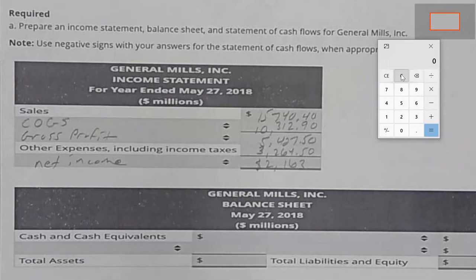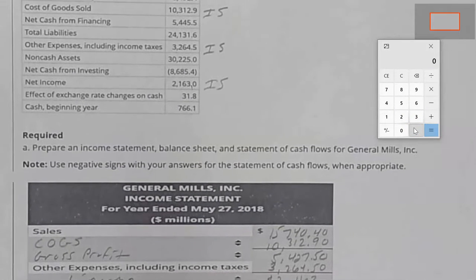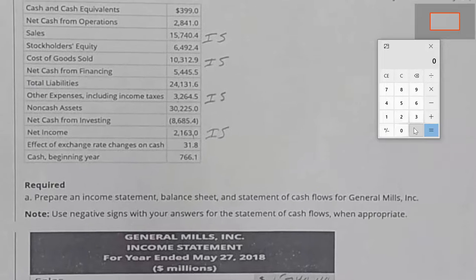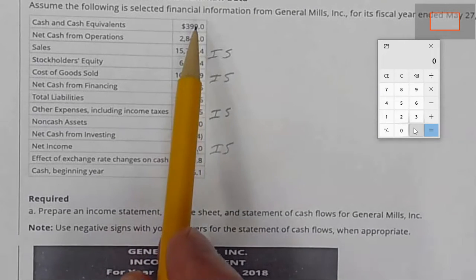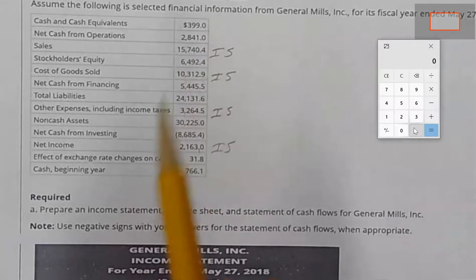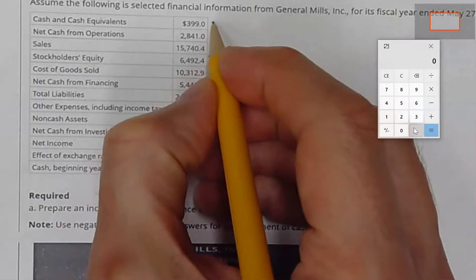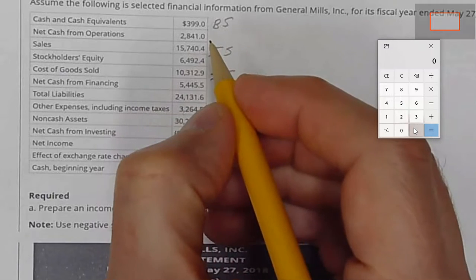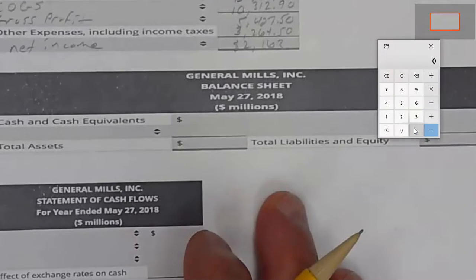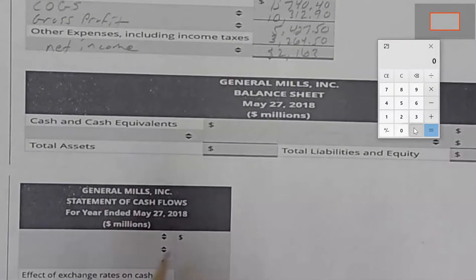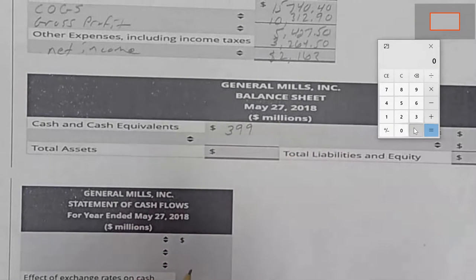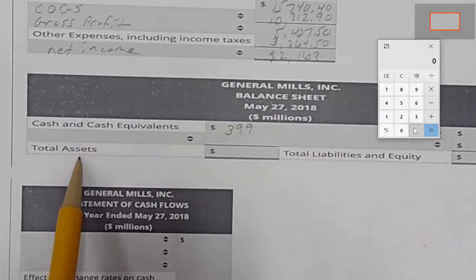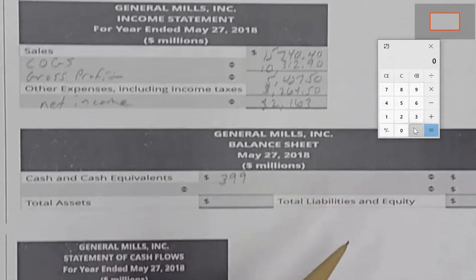the balance sheet. And the first item is cash and cash equivalents. So let's come up here and see if we can't find that. It ends up being the very first item here. So cash and cash equivalents is $399, and I'm going to write BS there. And then I'm going to come down here under cash and cash equivalents, and I'm going to write $399. And we have total assets here, and let's see if they provide that for us.